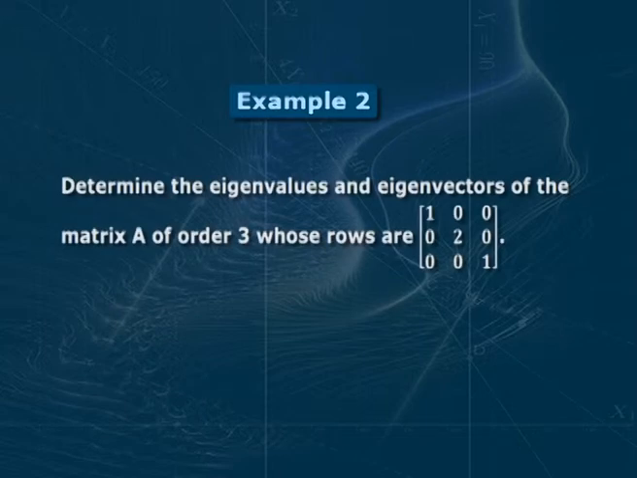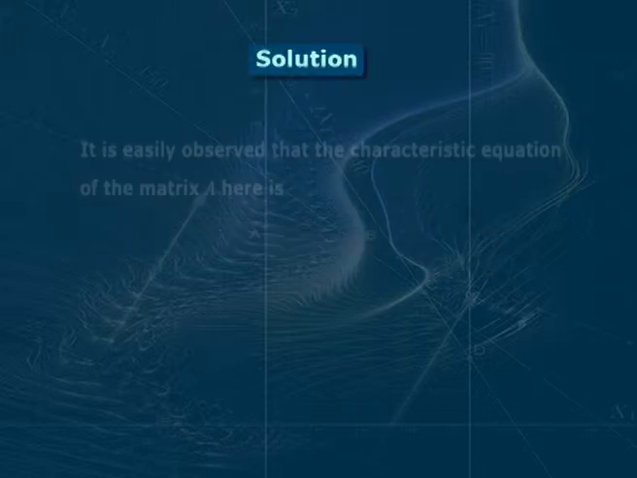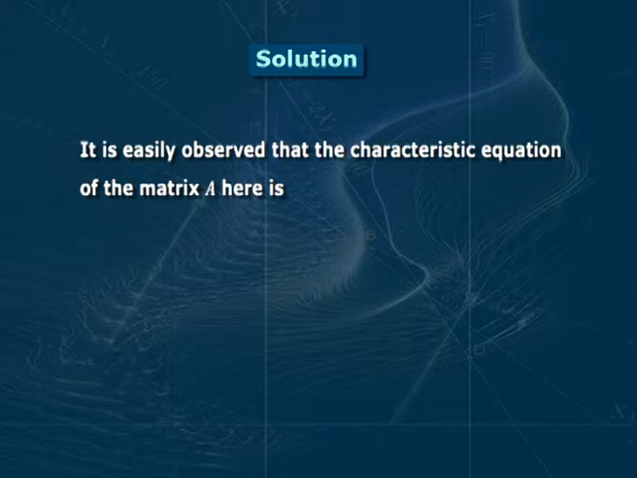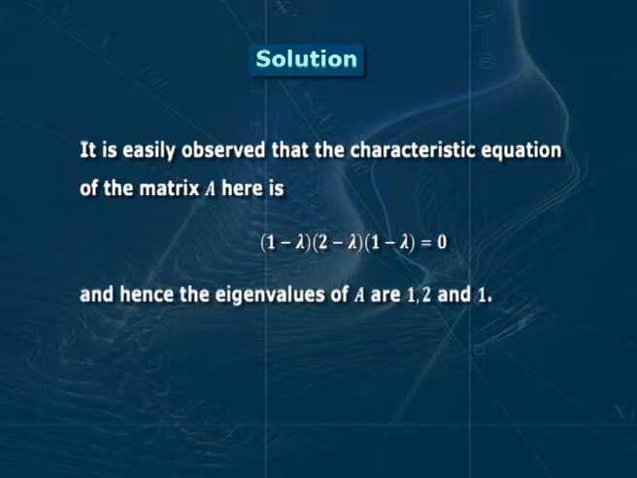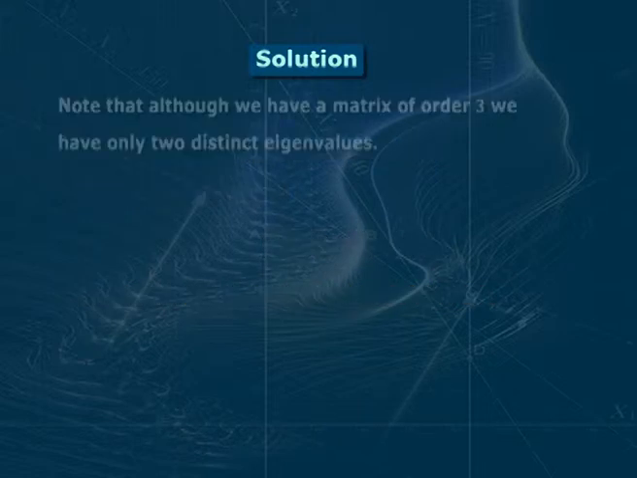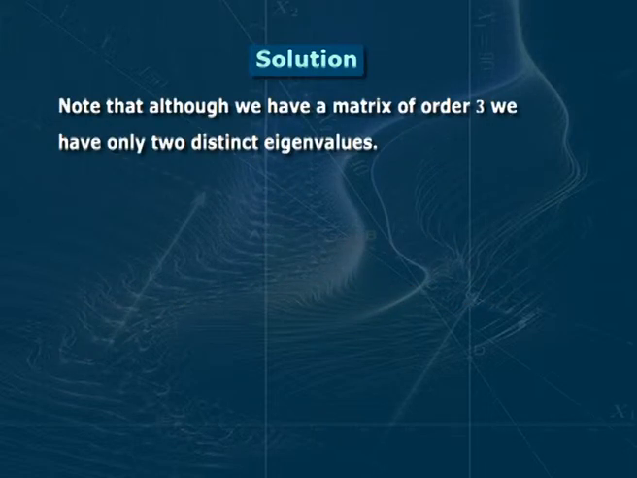Example 2. Determine the eigenvalues and eigenvectors of the matrix A of order 3 whose rows are (1, 0, 0), (0, 2, 0) and (0, 0, 1). Solution. It is easily observed that the characteristic equation of the matrix A here is (1 minus lambda)(2 minus lambda)(1 minus lambda) equal to 0, and hence the eigenvalues of A are 1, 2 and 1. Note that although we have a matrix of order 3, we have only 2 distinct eigenvalues.